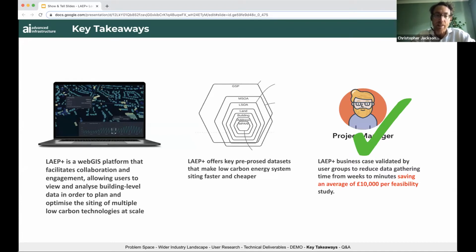And thirdly, the LAEP+ prototype has been validated by our user groups, suggesting the service halves the cost of feasibility assessments and cuts data sourcing time. This equates to an average saving of £10,000 for a feasibility project and 25% of the cost of a local area energy plan.